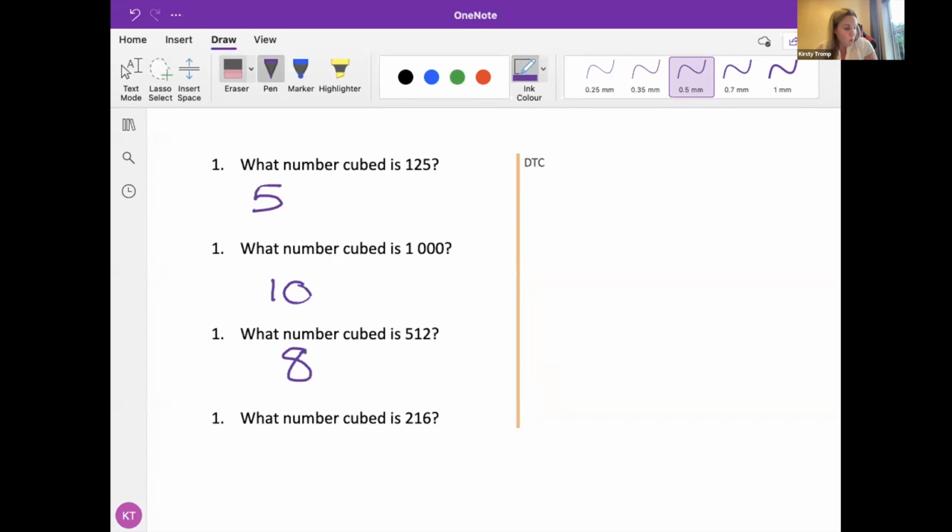And finally, what number cubed is 216? Seeing the answers come through. I'm seeing some a little bit from the previous one, but I'm seeing them come through now. So the answer is 6. Okay, well done. Superstars, well done, everybody. Very fast today. Okay.